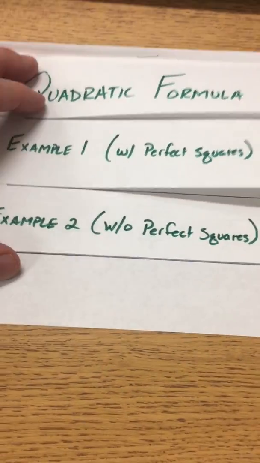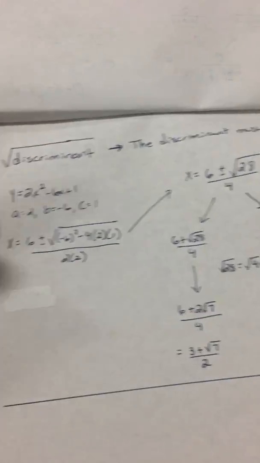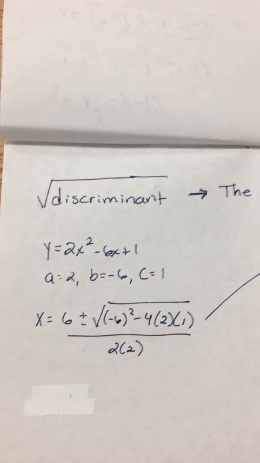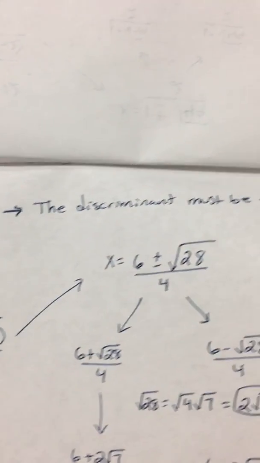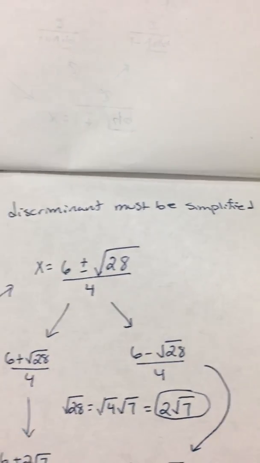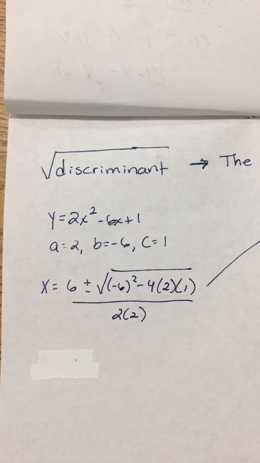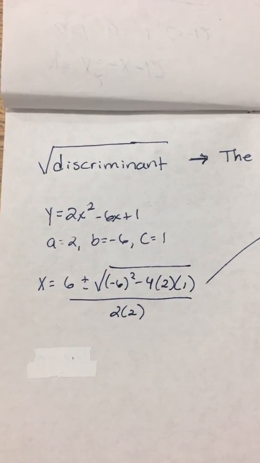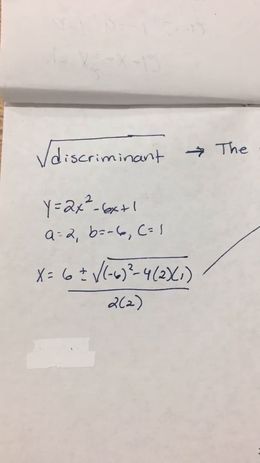The next one is an example without perfect squares. This is where we're going to have to simplify the radical. Again, one more time, the discriminant is everything inside of the square root. The discriminant must be simplified. Example. There's all the values. That's everything plugged in. Then I go to simplify the discriminant.